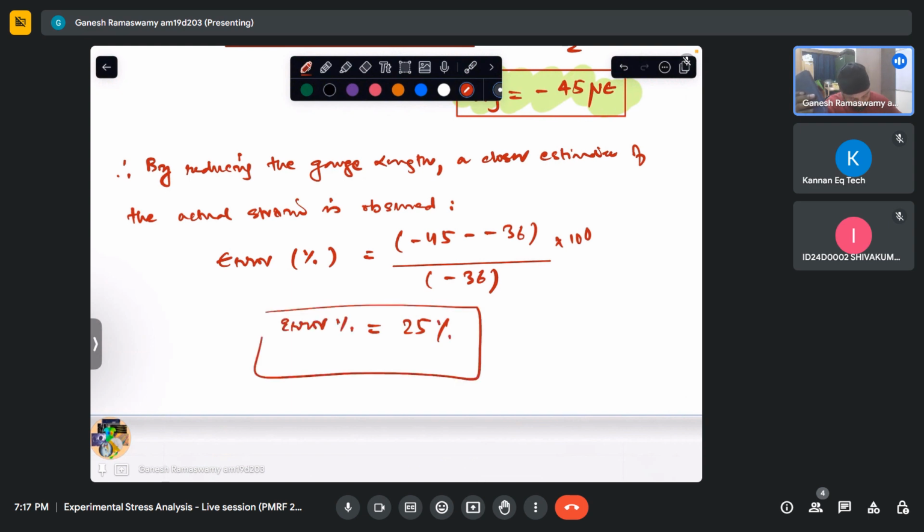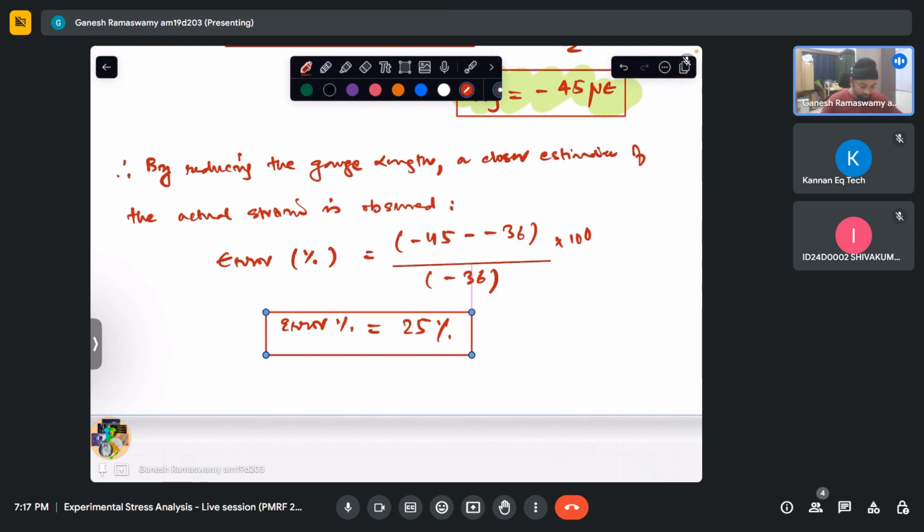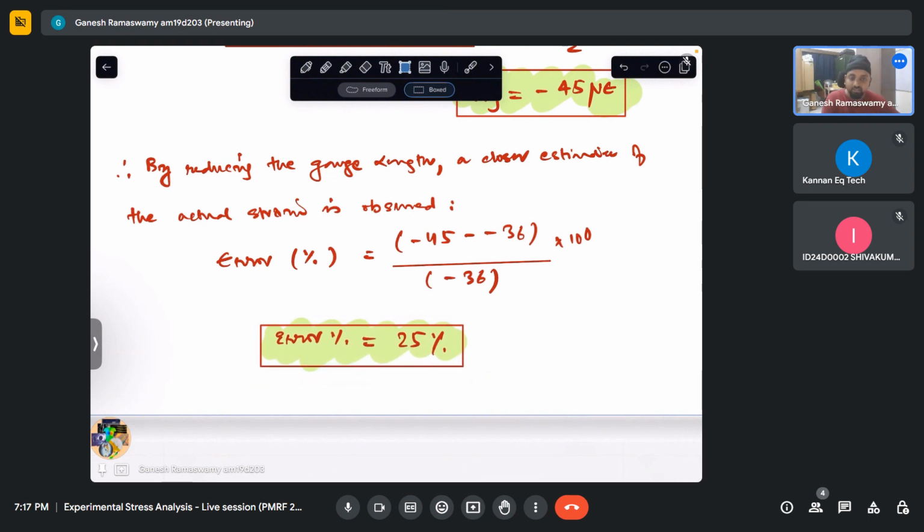So we can see that earlier the percentage error was 56.25. It has drastically dropped to half that value just by a reduction of 1 mm in the gauge length, which suggests that the area where we are trying to study this is actually a stress concentration zone and needs to be handled very carefully.